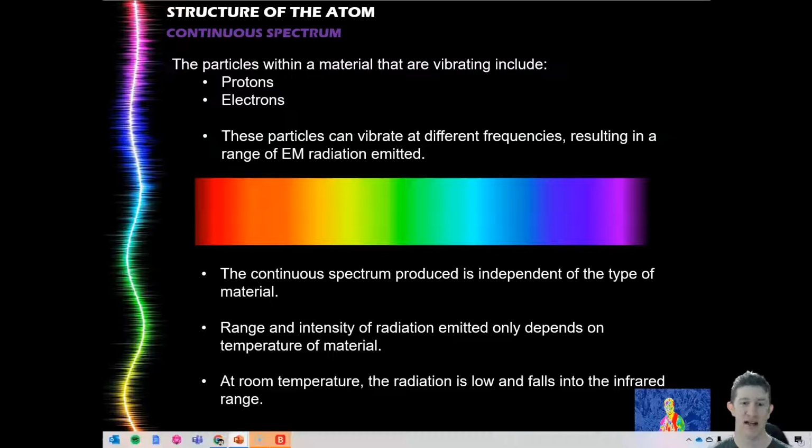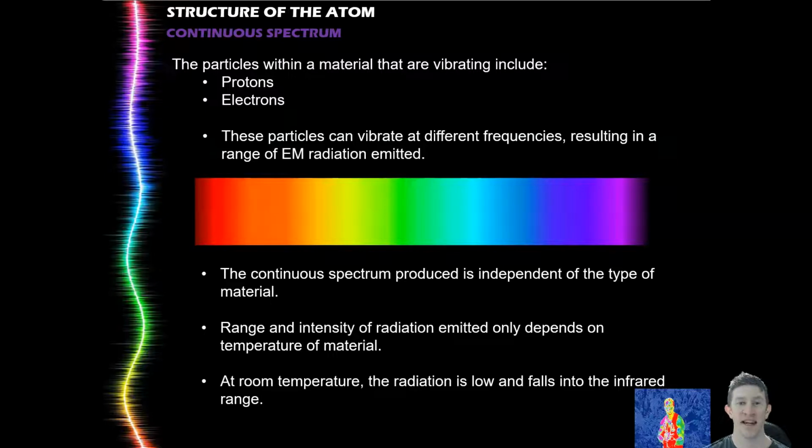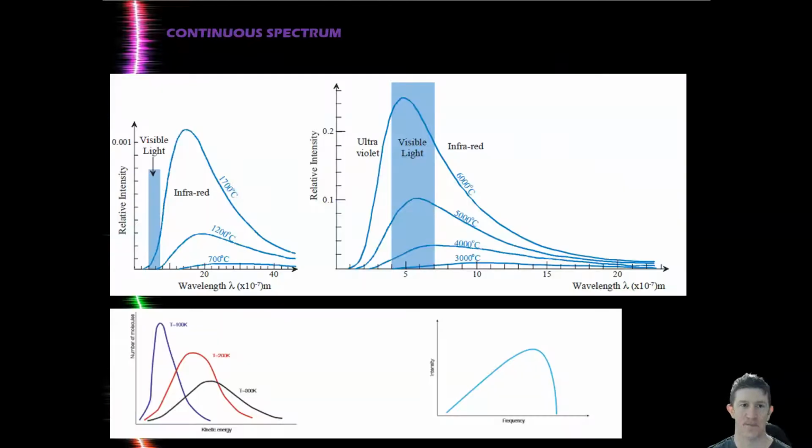The range and intensity of the radiation that's emitted only depends on the temperature of the material itself. At room temperature, the radiation is very low for the average material, and it generally falls into the infrared range, which is our heat signature radiation.